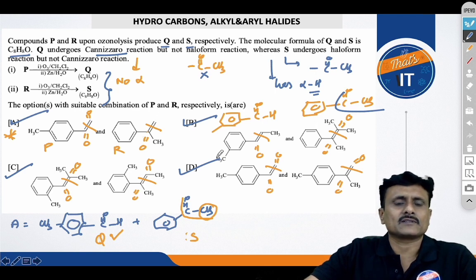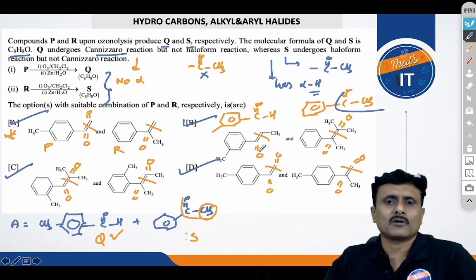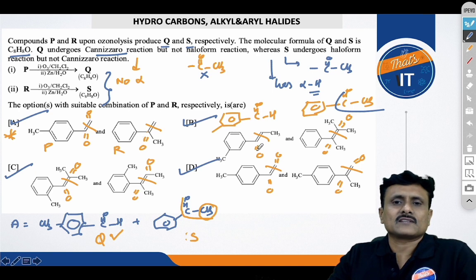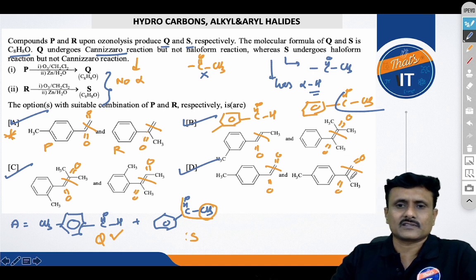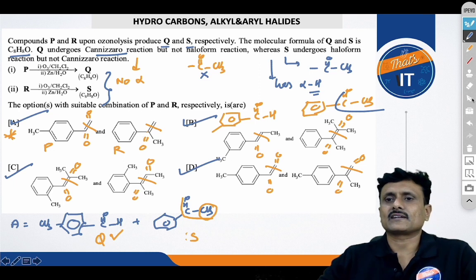So you have to identify the P and R. So Q undergoes Cannizzaro, yes, but not haloform. Is there any chance that any of the options gives rise to haloform in the ozonolysis product of P? No. And is there any chance that it gives Cannizzaro? No, because COCH3 is common in all the products, isn't it? Yeah, ABCD is the right answer for this question.